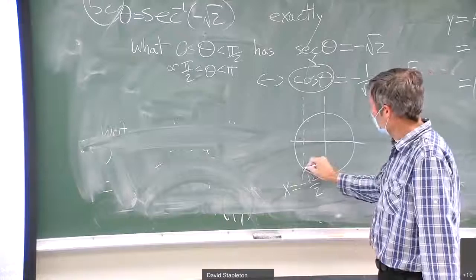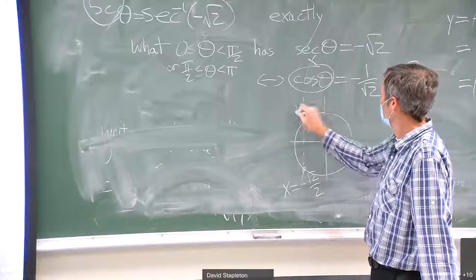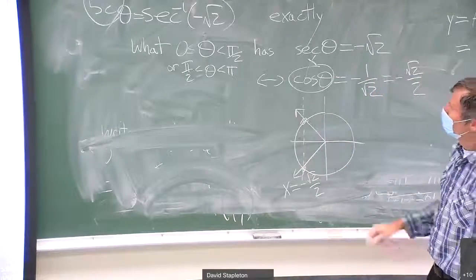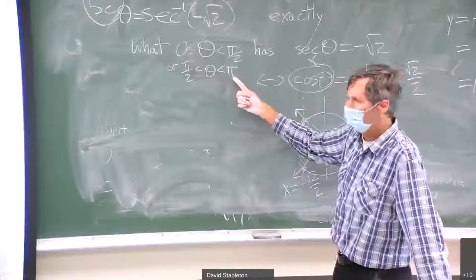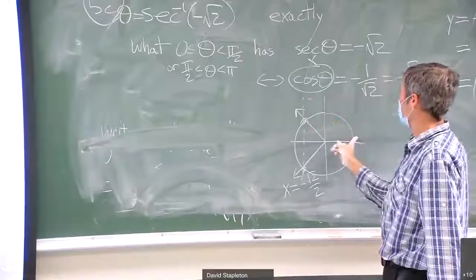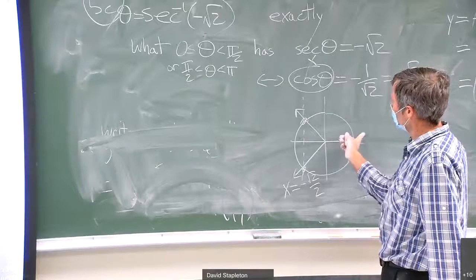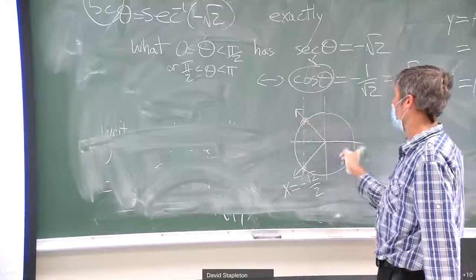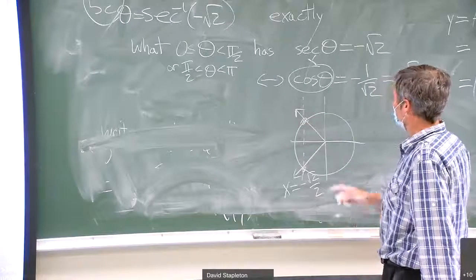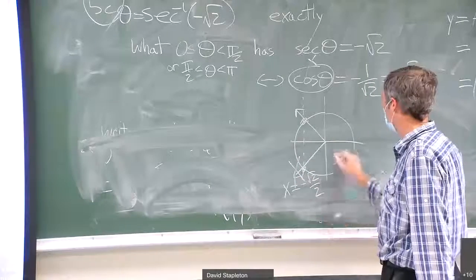There are exactly 2 points on the unit circle with that x-coordinate. One's here, and one's here. Which one is it? The angle is between 0 and pi. Inverse sine and inverse tangent give you an angle in the first or fourth quadrant. Inverse cosine gives you first or second quadrant. So it must be this one here, not this one, because that's the wrong quadrant. It must be this angle right here between 0 and pi.